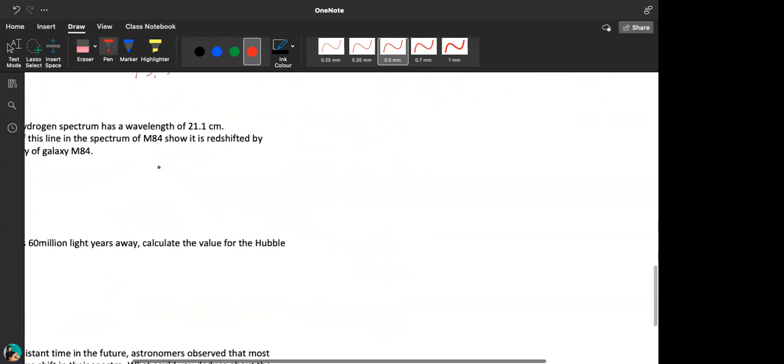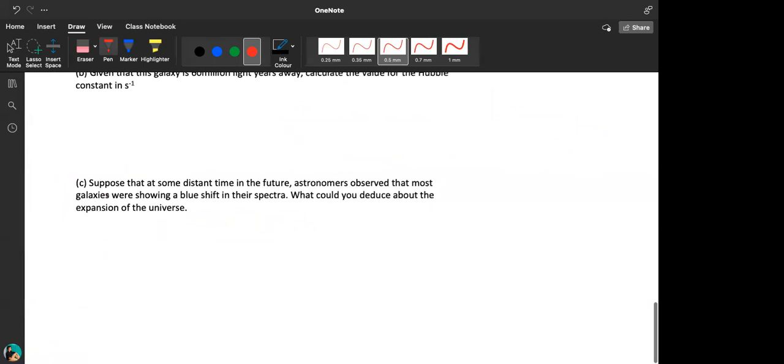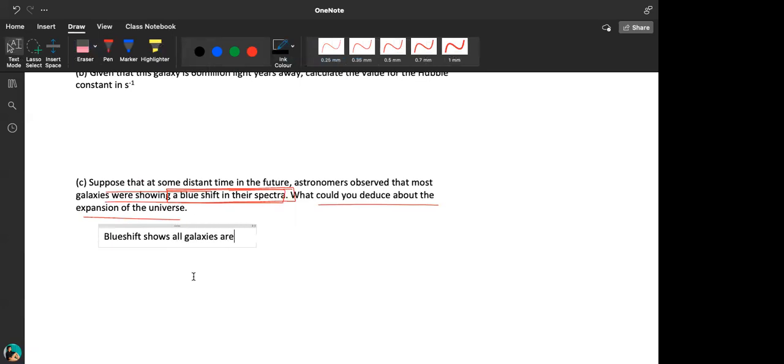Okay, so comes the last question, this one. Suppose that at some distant time in the future, astronomers observe that most galaxies show a blue shift in their spectra. What could you deduce about the expansion of the universe? Okay, then we say, what's the reason? Here you can say the blue shift shows all galaxies are moving towards each other.